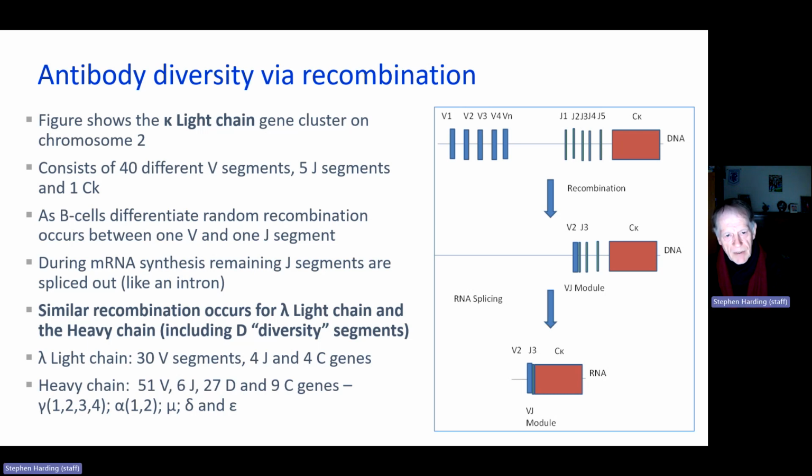And during mRNA synthesis, the remaining J segments are spliced out, rather like an intron. And similar recombination occurs for lambda light chain and the heavy chain, including the D diversity segments. As I said, the lambda light chain has 30 V segments, 4 J and 4 C. And the heavy chain has 51 V, 6 J, and 27 D, and 9 C genes.